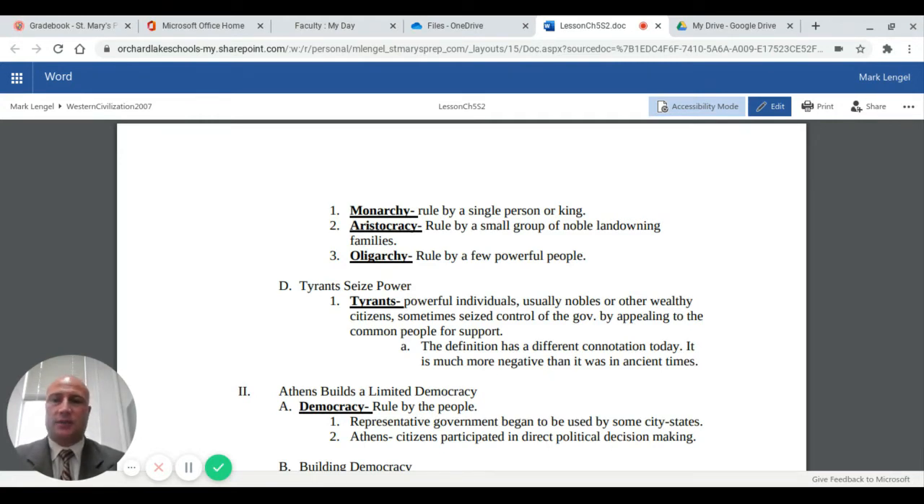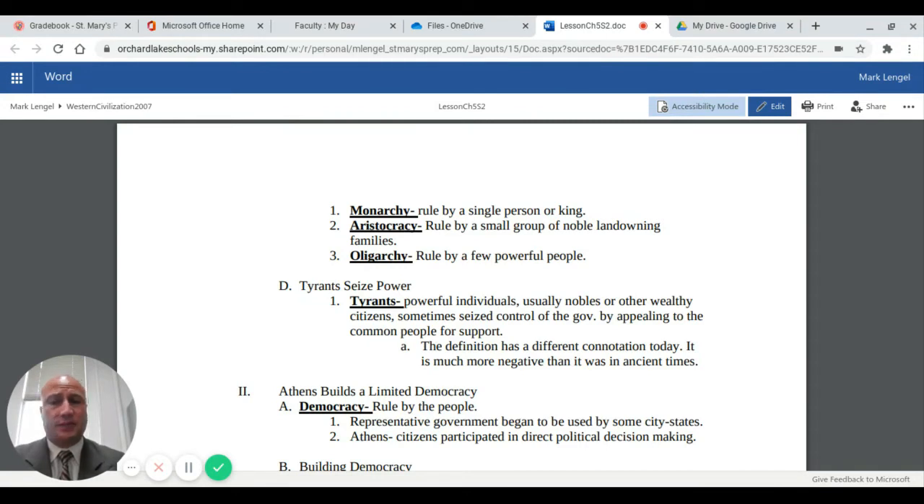Number 2 is aristocracy. An aristocracy is ruled by a small group of noble landowning families. Now, when you're talking about aristocracy, you're talking about very wealthy groups of families that own a lot of land. And you bring 4 or 5 of those families together and they rule the city-state.